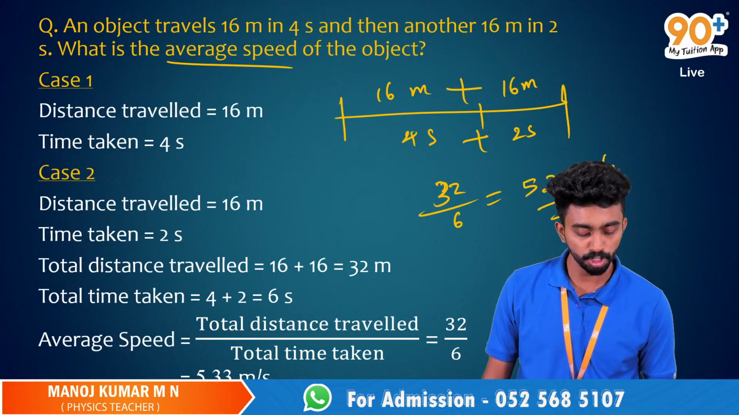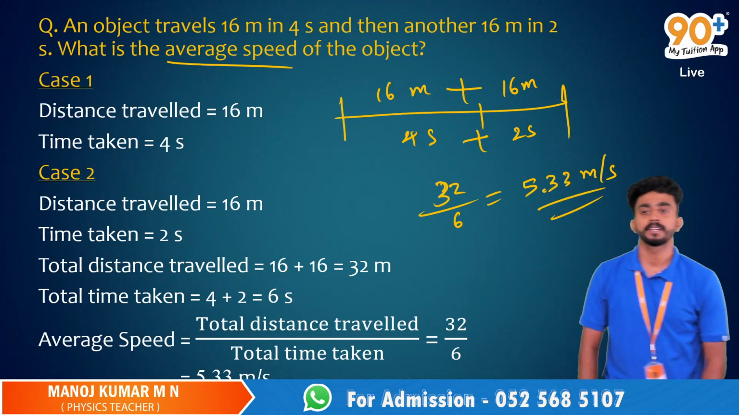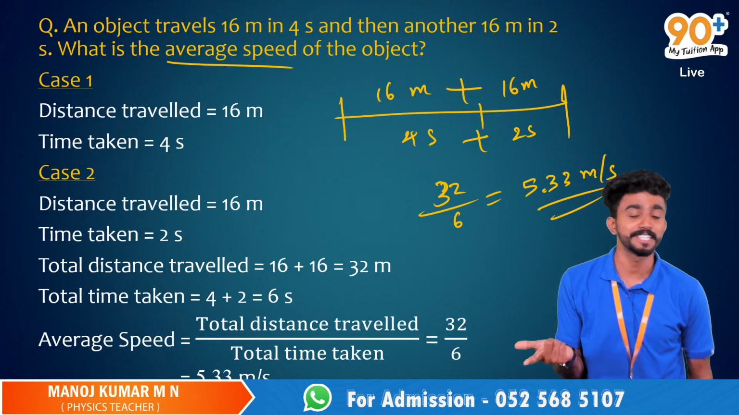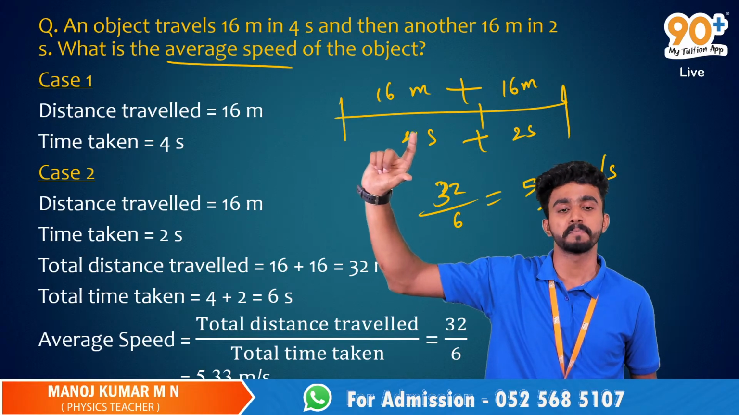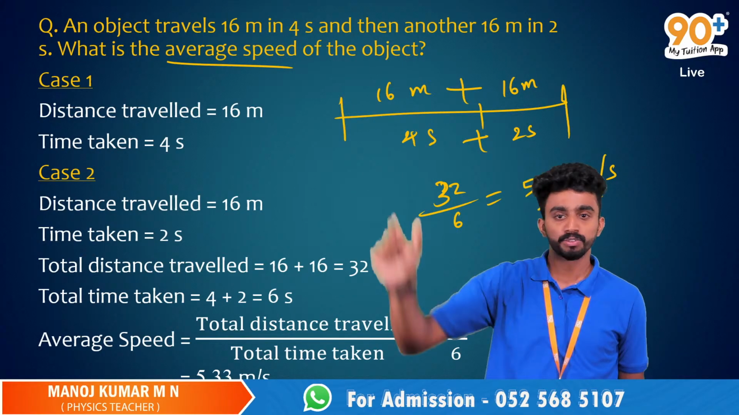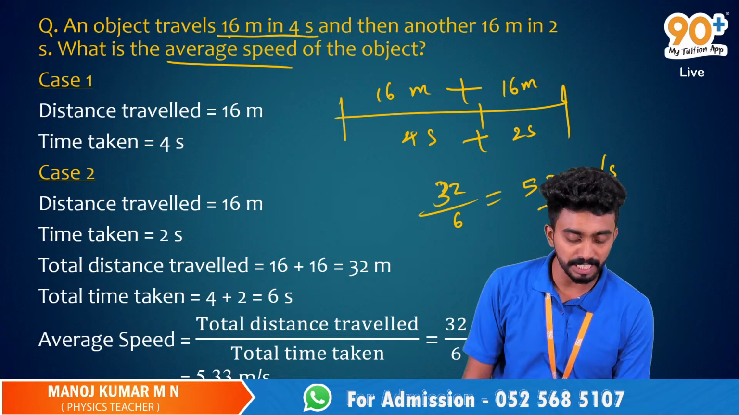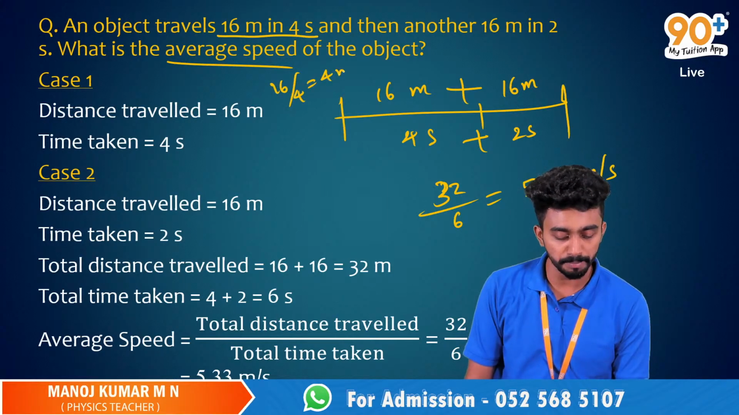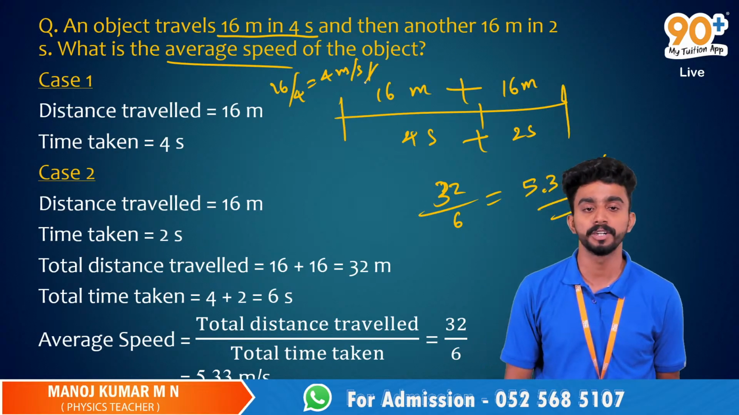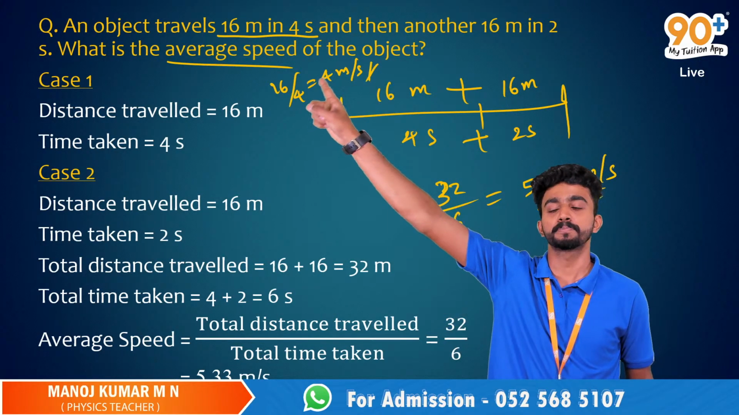Got it, John Patrick? Now, let me tell you the difference between average speed and speed. Speed is what we measure for a particular instance. In this case we measure the speed: 16 meters divided by 4, which is 4 meters per second. Is it the average speed? No. This is the speed in the first particular case.